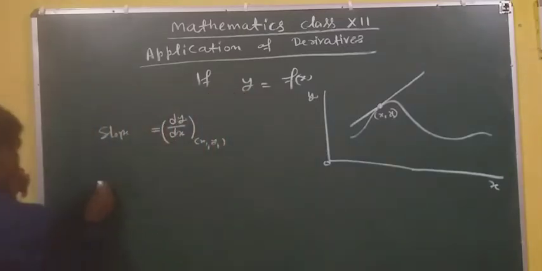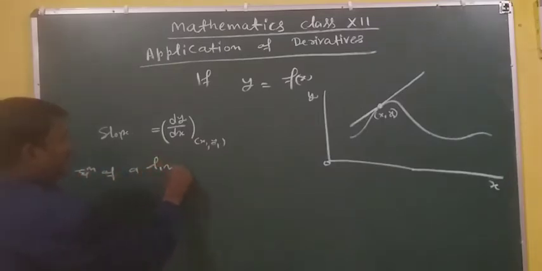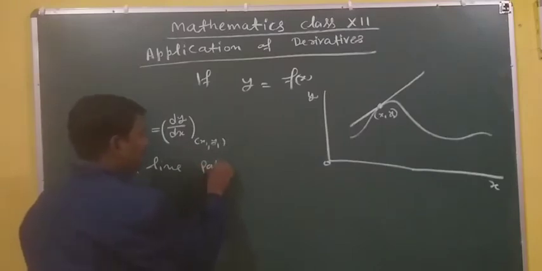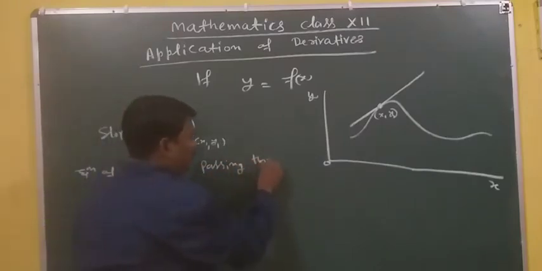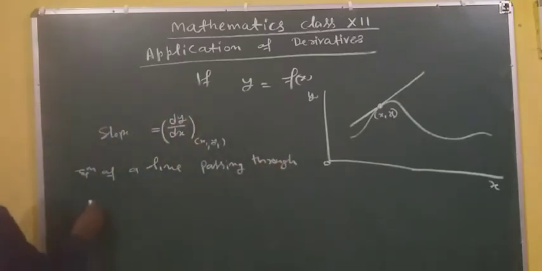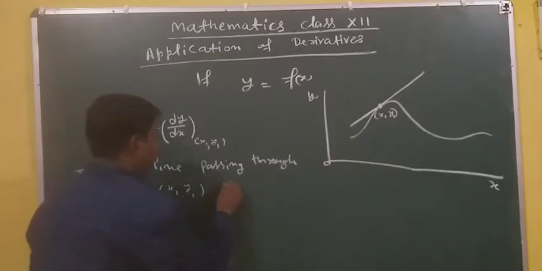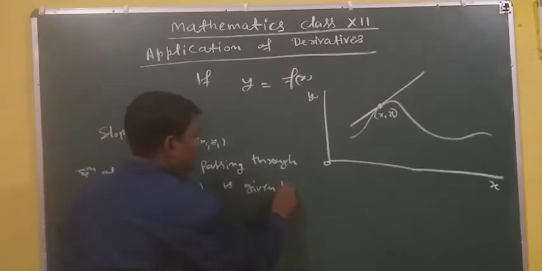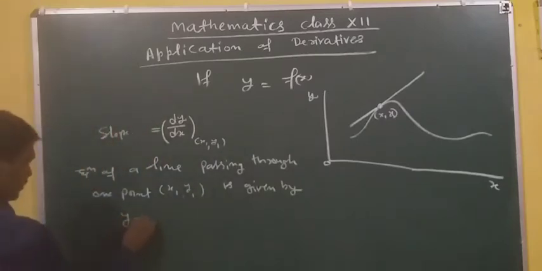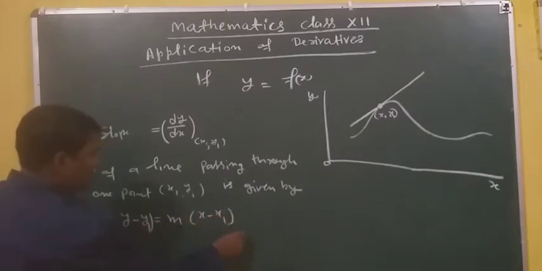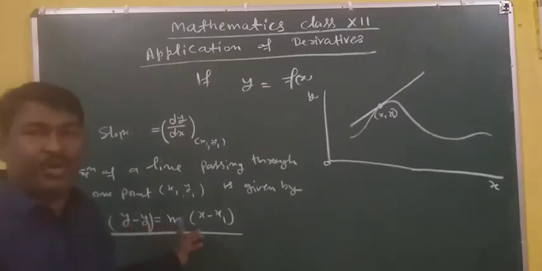Okay. Now, as you know, the equation of a line passing through one point, let x1, y1, is given by y minus y1 is equal to m into x minus x1. This is the equation of a line passing through one point, that is x1, y1, and its slope is m.